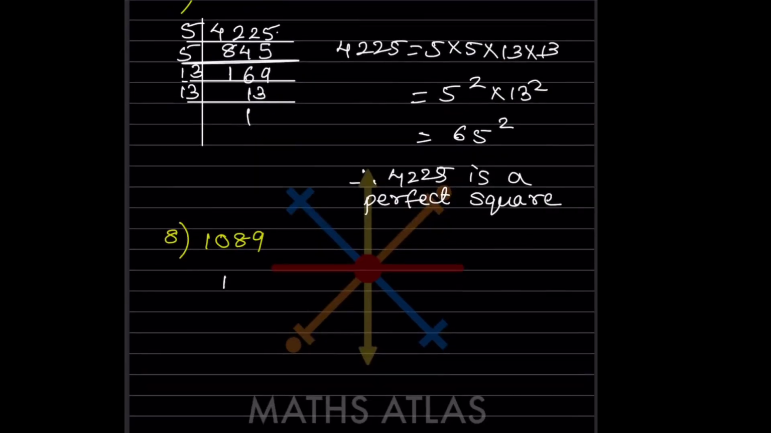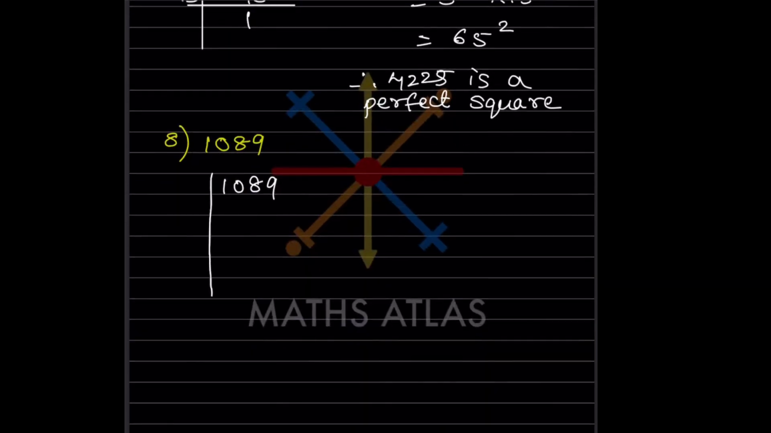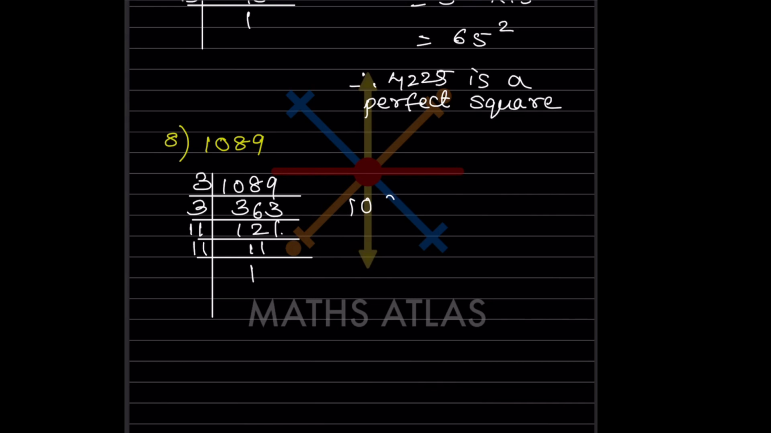Now 1089. So now what will you do here? This will again go with 3, 6 and this 3. Again this will go with 3, 1 to 1. Again now you know this 1 to 1, this is 11 square, 11 ones are 11. So 1089 is 3 into 3, 2 times into 11 into 11. And this will be 3 square into 11 square.